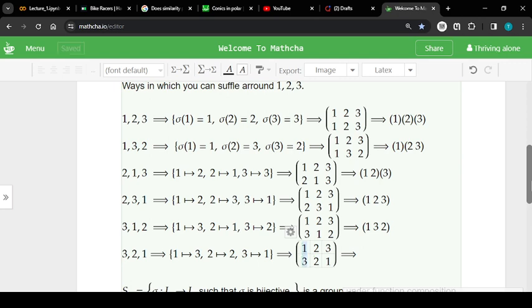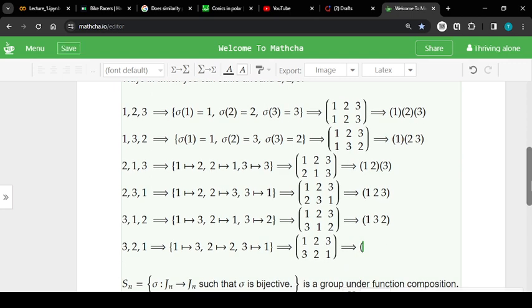1 is mapped to 3. So 3 will appear adjacent to 1, and what will appear adjacent to 3? 1. So 3 is again mapped to 1, so we'll just close it. Now these individual things are called cycles, which we write within parentheses. This is a cycle. This is a cycle. This is a cycle.